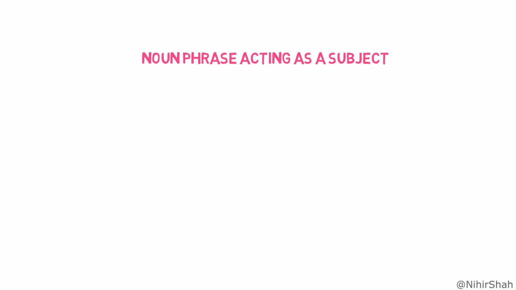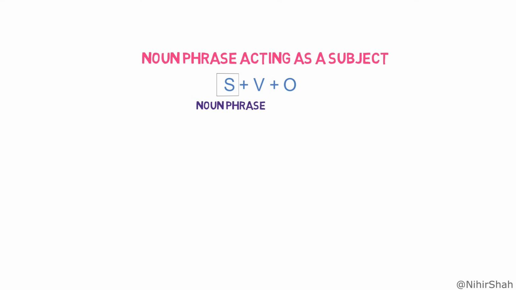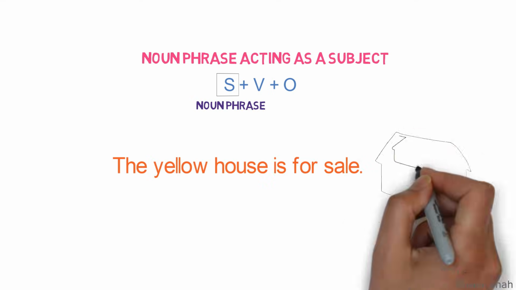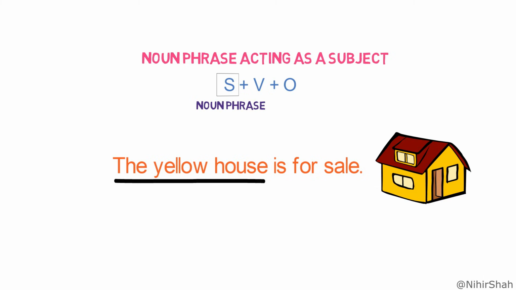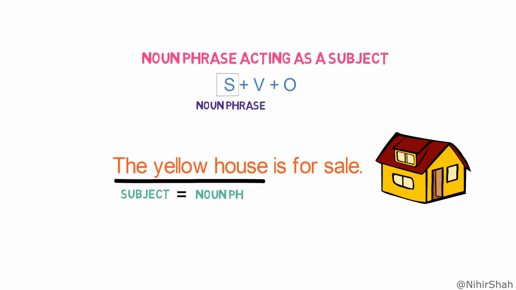The sentence structure would be subject plus verb plus object. And here, the noun phrase would be acting as a subject in the sentence. Let's look into an example of it. The yellow house is for sale. Here, the phrase the yellow house is acting as a subject in the sentence. So, it's a noun phrase.